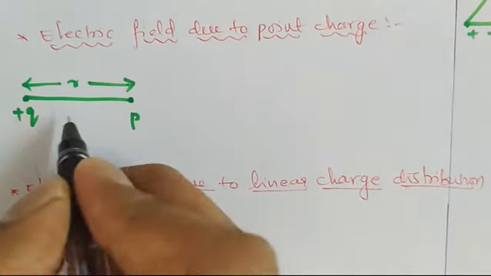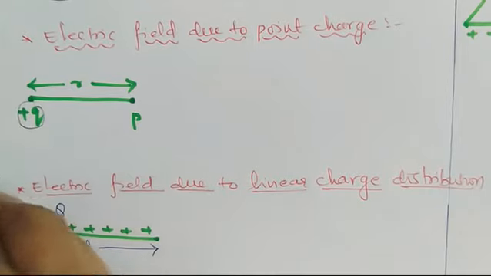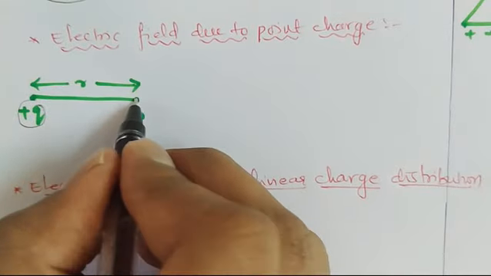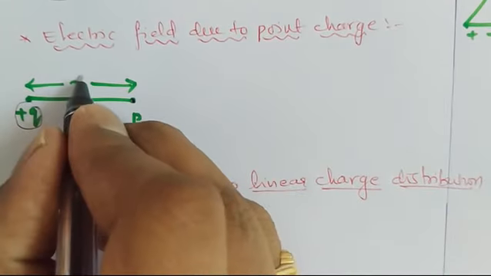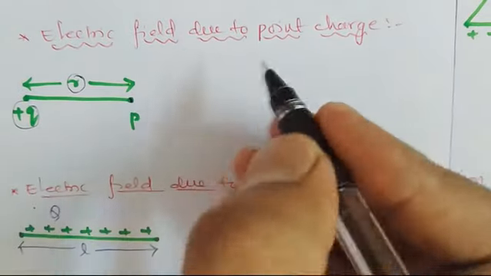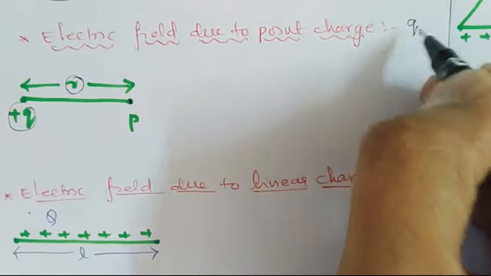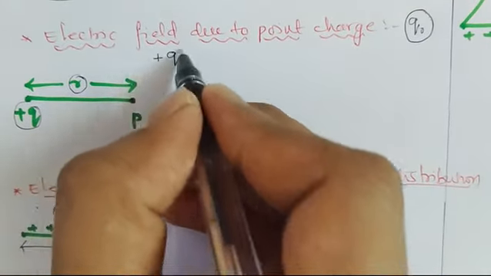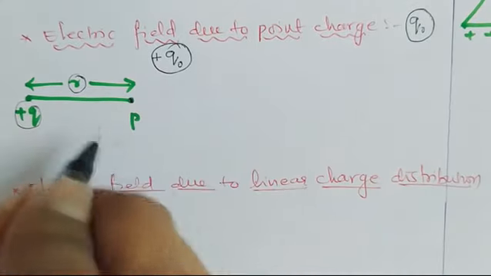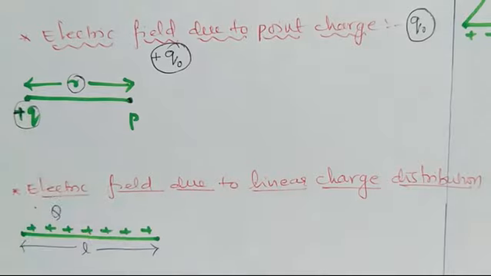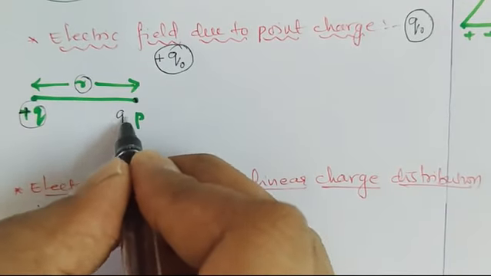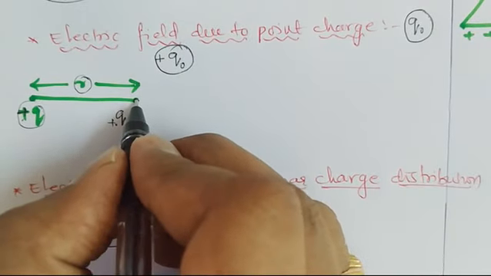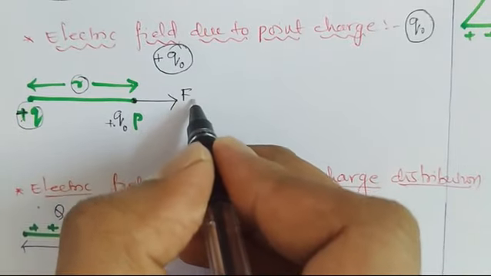So now electric field due to point charge. As we know, if I consider a plus q charge at point p, and I want to find out the electric field at a distance of R, whenever you want to find out electric field, you will use a unit test charge. Test charge is q naught. It is always positive, and it does not affect the already existing field. So we will keep here a unit positive test charge. Will they attract or repel? Repel. So it will be repelled with a Coulomb force Fc.